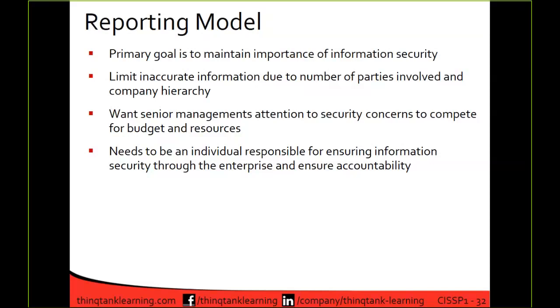Why? Because they're going to have to invest capital. They're going to have to invest time. They're going to have to invest personnel into facilitating those resources, right? So you need to have a budget for those resources and so on. There needs to be an individual responsible for ensuring information security throughout the enterprise and assuring accountability. Isn't that the whole job of an IA person, right? You're the person that's supposed to be driving everything. You're not implementing everything, you're driving everything, the directives and the procedures.